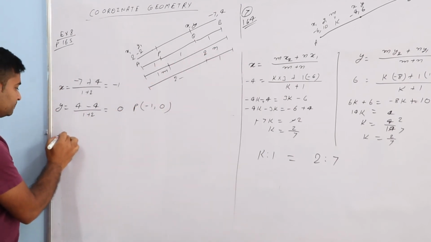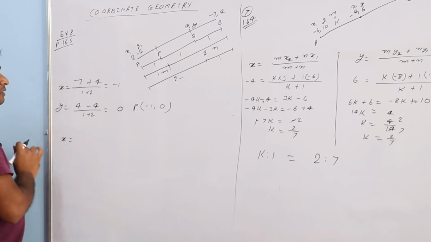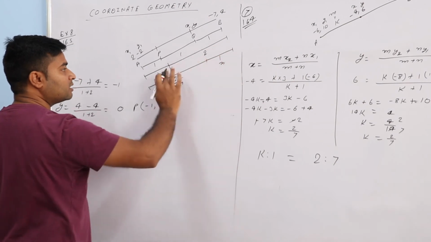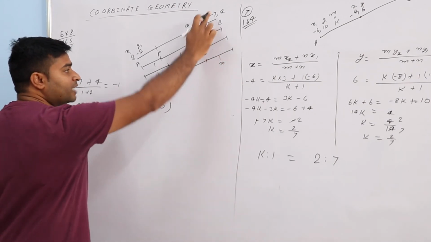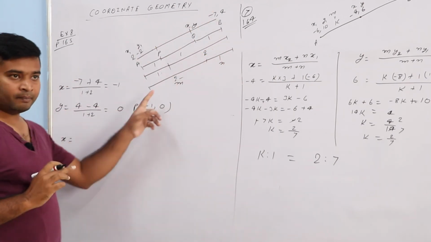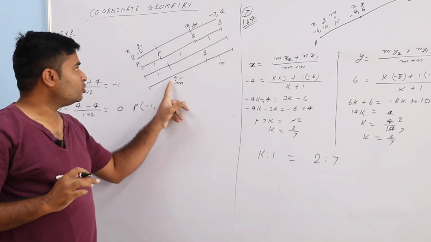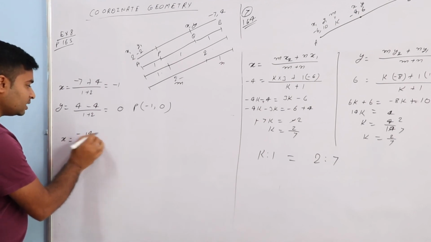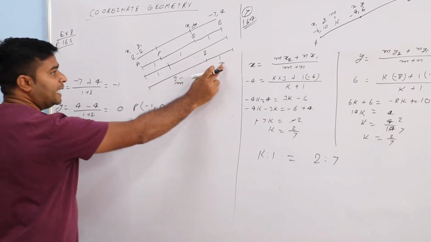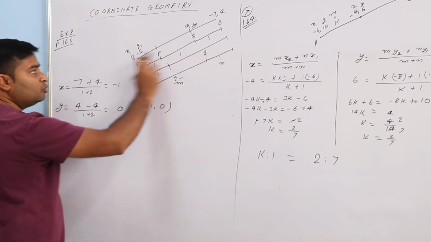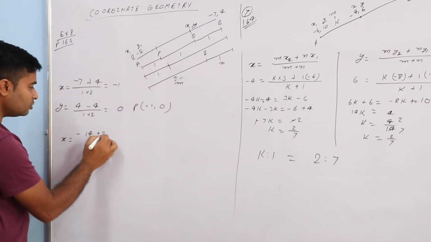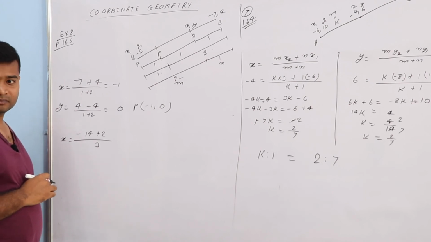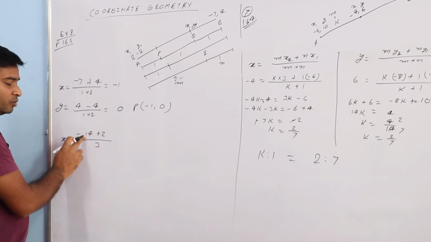Now again, x is equal to m. This is the m, this is n. I am rubbing this part. M x2. So 2 7 ja 14, minus 14. N x1. So 1 into 2 is 2. So plus 2. By 3, 2 plus 1, 3.